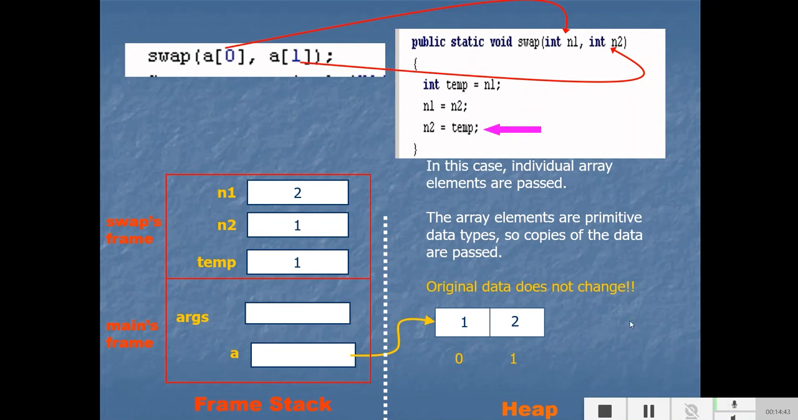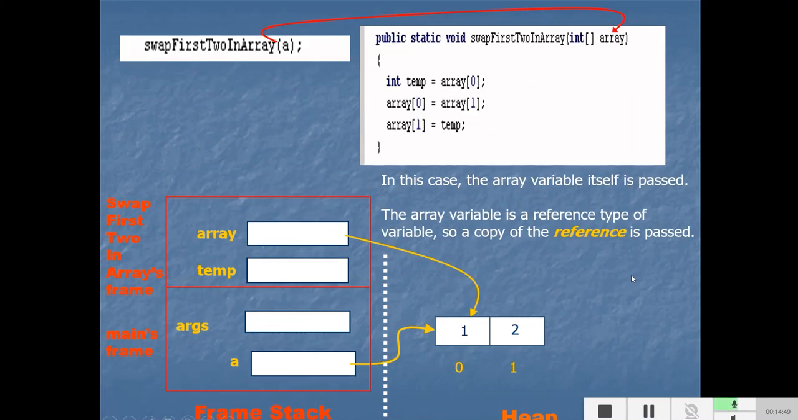Now let's contrast that with when we call the other method. So here's our method call to swap first two in an array, and what we're passing is A. Well, what's A? What's the contents of A? The contents of A is this pointing to there. The contents of A, in other words, is the reference of this array here. So a copy of that reference is being passed into here.